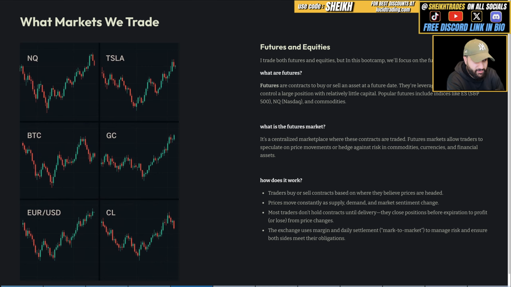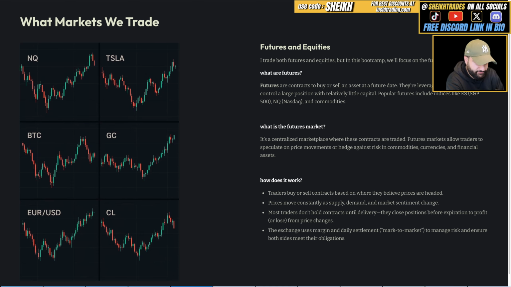It's a centralized market where the contracts are traded. You've got market makers, liquidity providers, whatever. You've got big institutional firms that provide those contracts, and futures markets allow traders to speculate on price movements or hedge against risk in commodities, currencies, and financial assets. Once again, irrelevant for you guys to know. Don't worry too much about it.